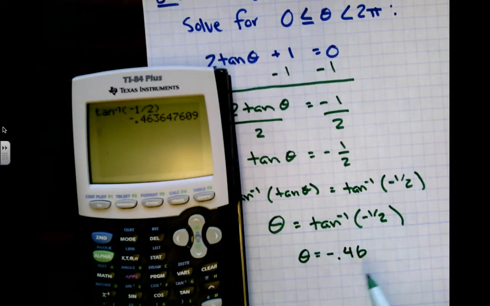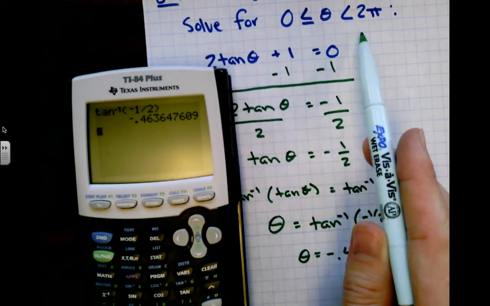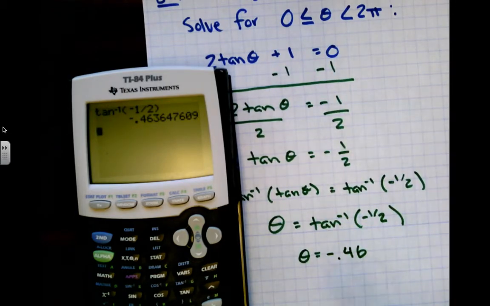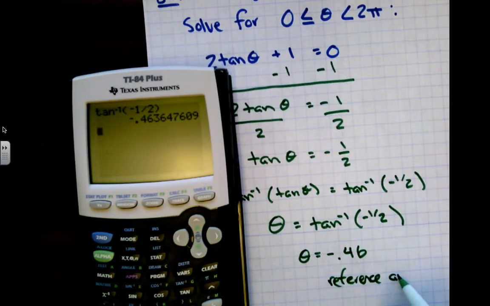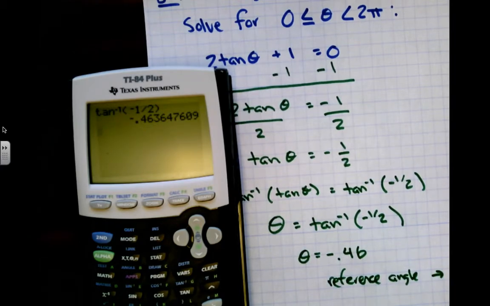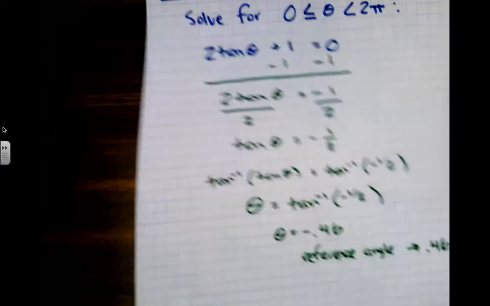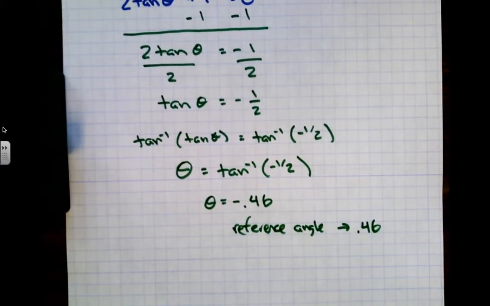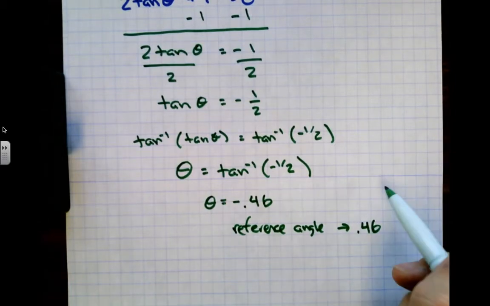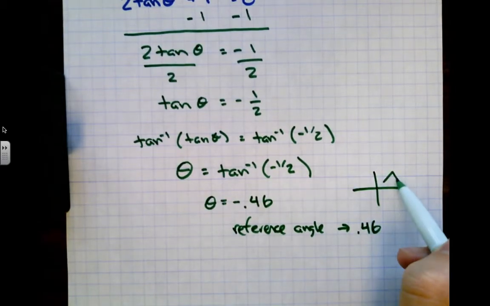Now, first off, my issue with this is it's not between 0 and 2 pi. So I need to change that. But what this is telling me is my reference angle is going to end up being 0.46. What it tells me is my reference angle is going to be 0.46. So I'm going to end up using that to solve for my other 2 answers. And we know there's going to end up being 2.